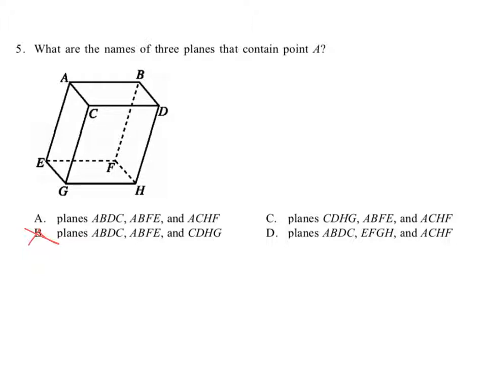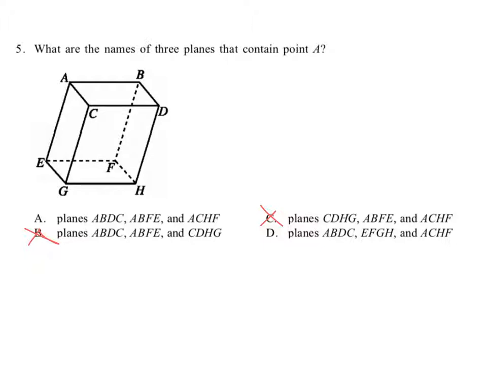Now, C, D, H, G again is on this one. And we already know that that doesn't contain point A, so we're going to eliminate that one. And let's look at the other ones. If we look at D, we say A, B, D, C. We already know that that contains A.